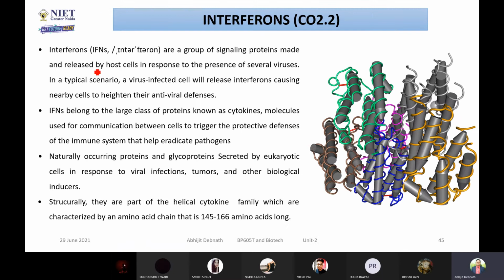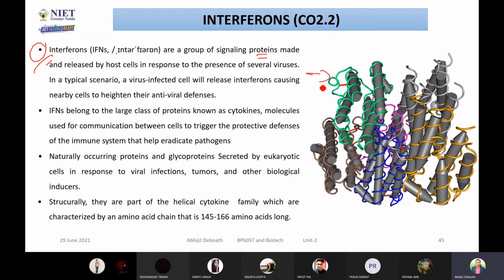So first of all, let me tell you about interferon. I hope you have remembered or listened to this word various times during your class 11 or class 12 lectures, when your teacher might have been teaching you about immunity. So interferons are actually a group of signaling proteins.